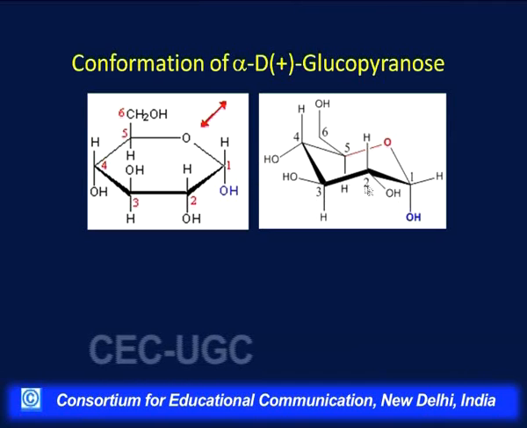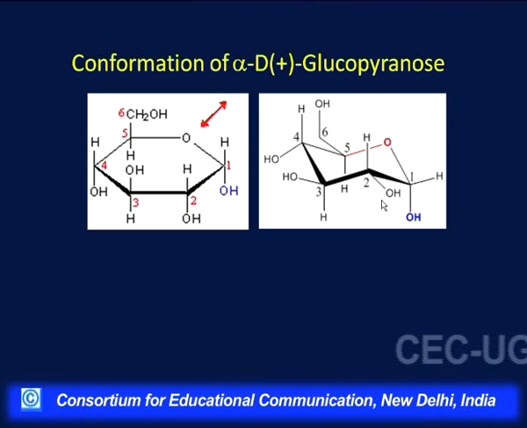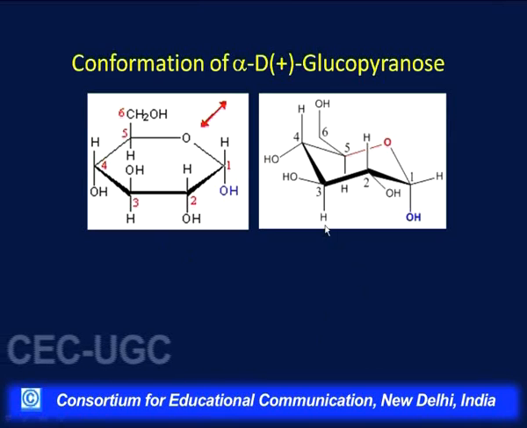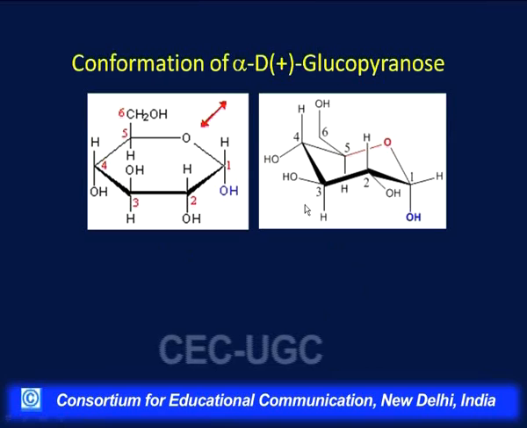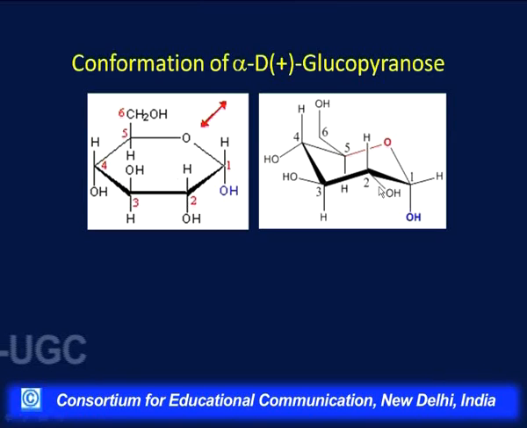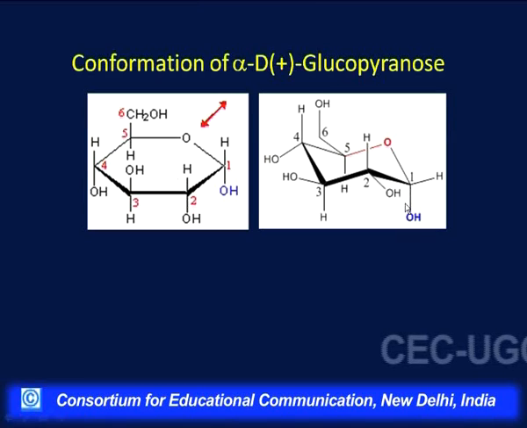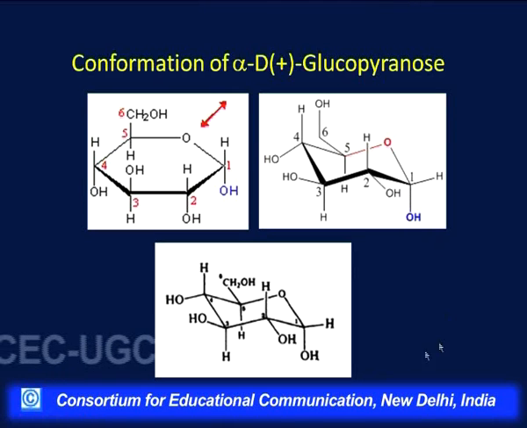You have studied earlier in the conformations that the more the bigger groups are in the equatorial position, the more stable the conformations are. So, I will not go into the details of the stability. We are concentrating here on the drawing: this D plus glucopyranose, this is the Haworth projection, and this represents the exact conformation for it, where hydroxyl at carbon number 1 is in the axial position and is going downward.